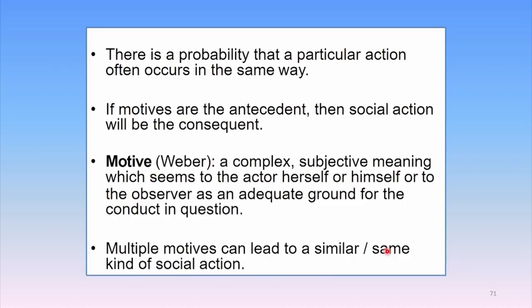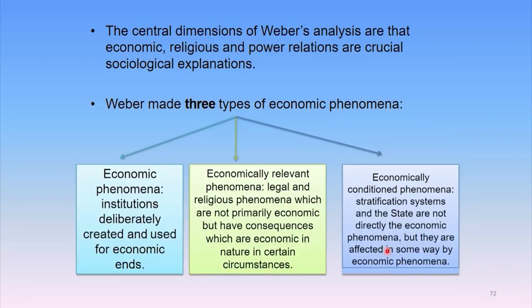Then we have discussed there is a probability that a particular action often occurs in the same way. If motives are the antecedent, then social action will be the consequent. We have also discussed motive, how multiple motives can lead to a similar kind of social action. When Weber spoke of motive, he referred to a complex subjective meaning which seems to the actor herself or himself or to the observer as an adequate ground for the conduct in question. And the central dimensions of Weber's analysis are that economic, religious and power relations are crucial sociological explanations.